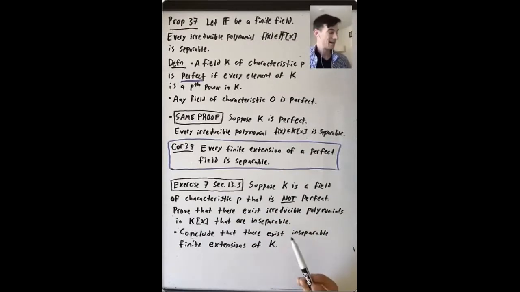So as long as you have a field of characteristic p that is not perfect, you can come up with at least one irreducible polynomial in k[x] that is not separable. So I will let you think about this and solve this problem on the next homework.